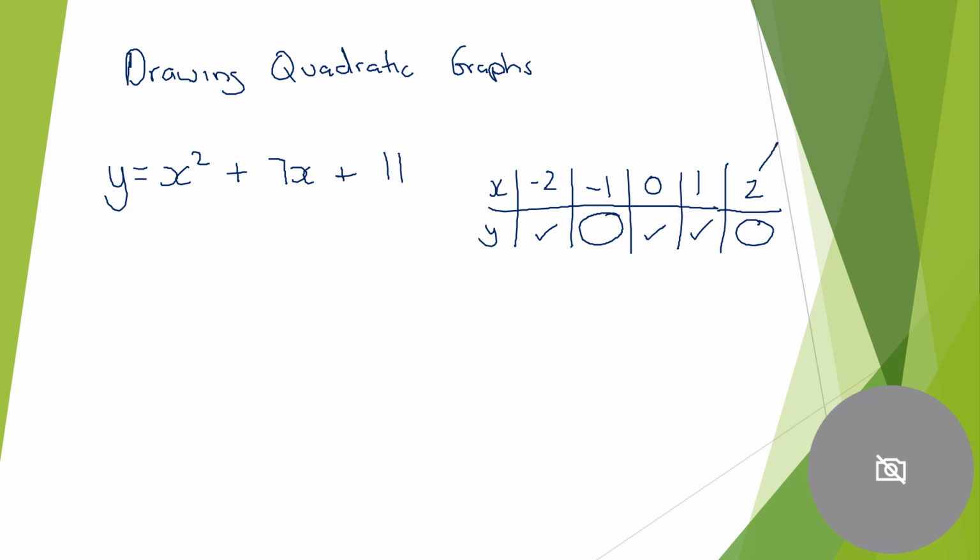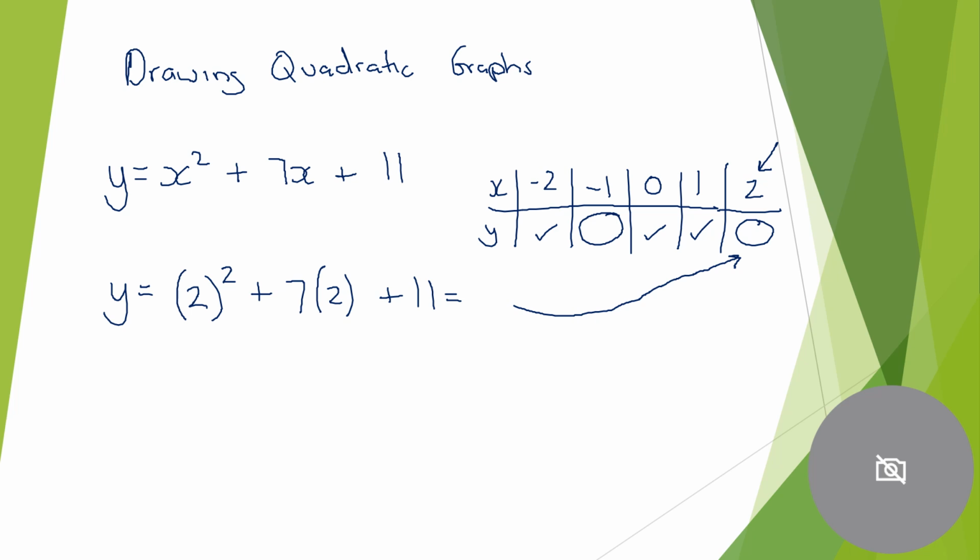So let's start with the easier one, which is the positive number, which is 2. So every time I see X, I'm going to put in 2. So instead of X squared, I'm going to write 2 squared. And you know I like to use brackets when I'm substituting in, like when I do trial and improvement. Plus 7 times 2 plus 11. And whatever answer I get there on my calculator, I put it there. I then do the same thing, but with -1.